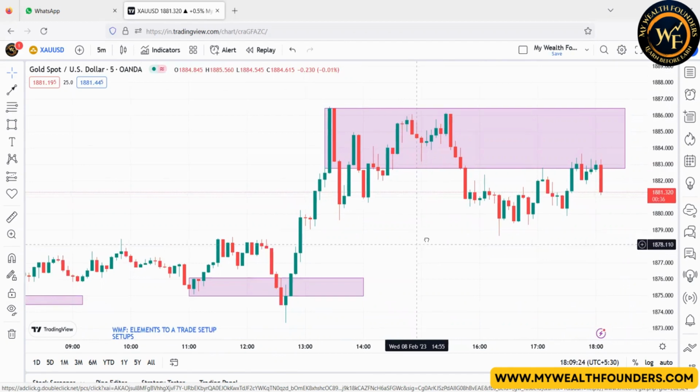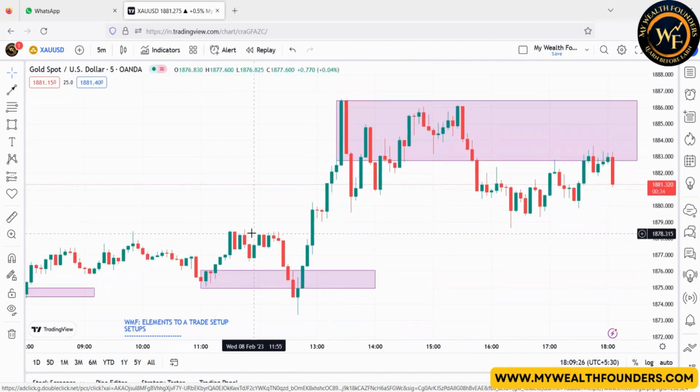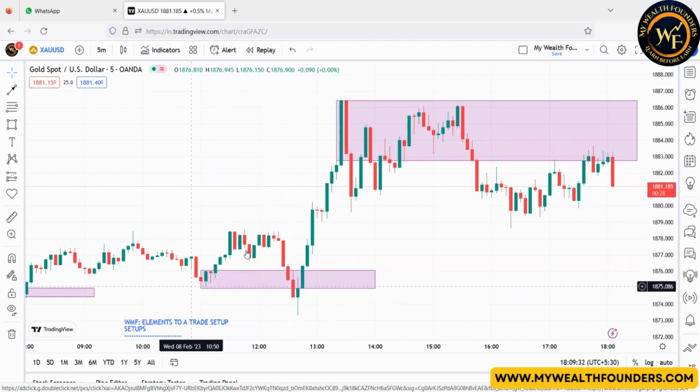Okay. So today we have seen the market has gone up over here. And if the market has gone up, it is supposed to come back into your order block zone. Obviously, the market went up. Okay.